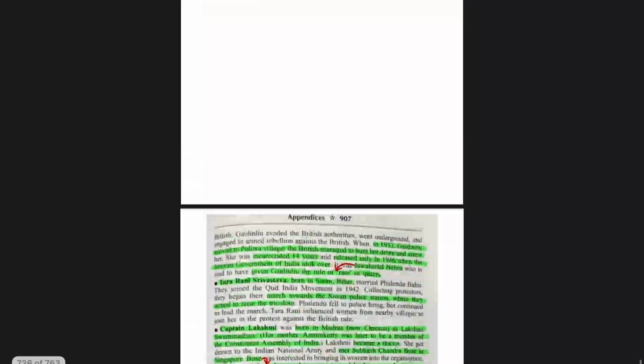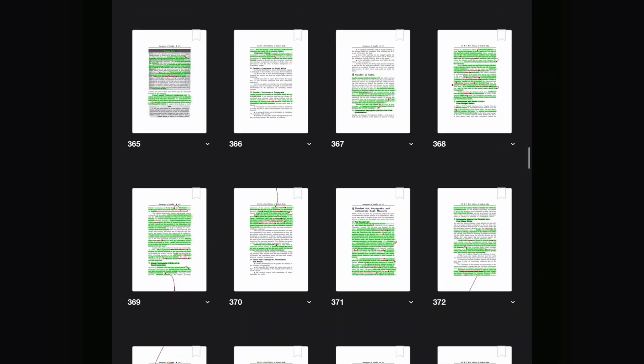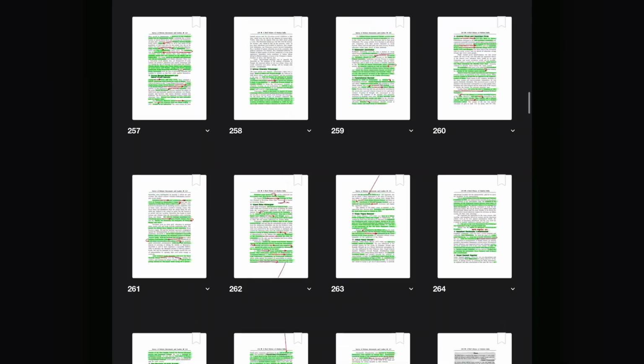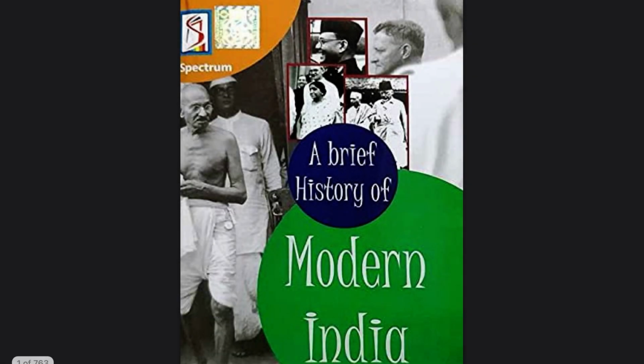So I'll show you the book I have, right? So this is the Spectrum PDF that I got. Again, these PDFs are not available. I somehow got them on Telegram, and I started annotating them. I started highlighting this stuff so that I do not have to carry the bulky physical book.